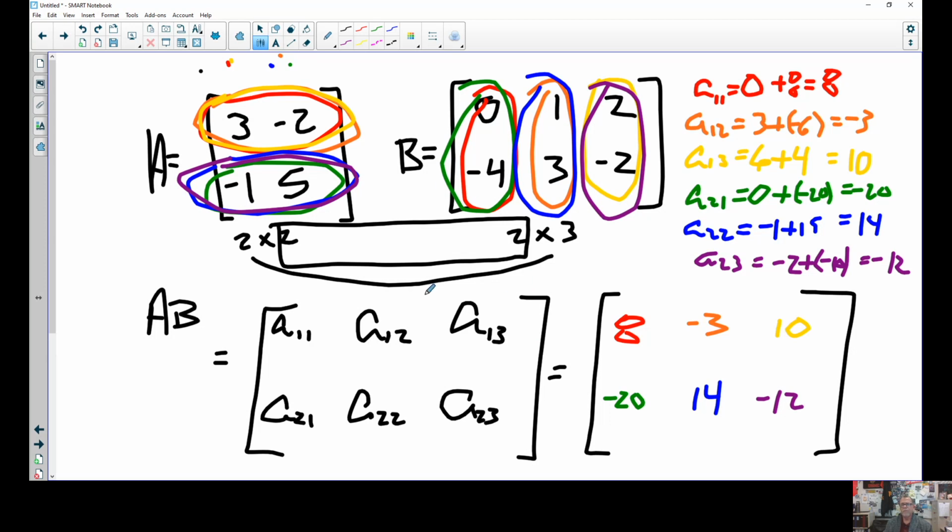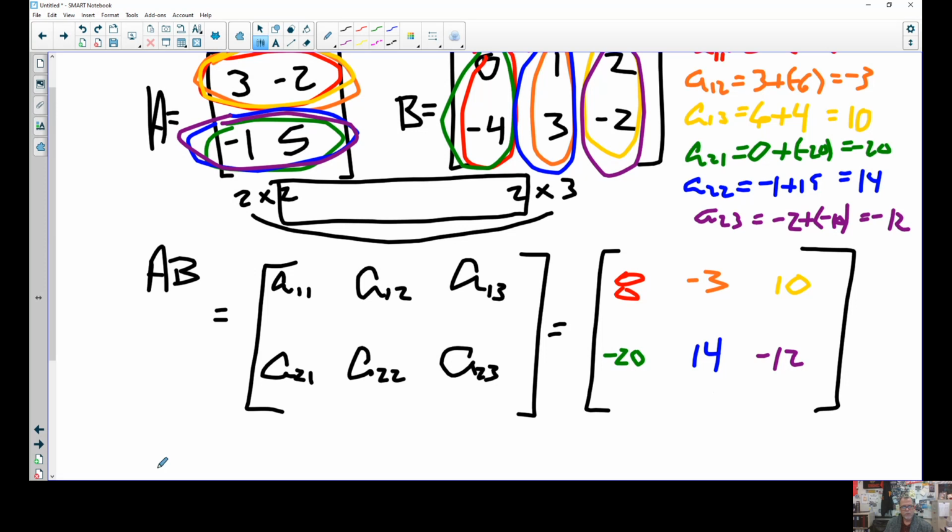So we have AB. What I want to ask you is, is it possible to do B times A? Well, B times A would be a 2 by 3 times a 2 by 2. And so when we do this, there's a mismatch, and you'd have to say dimension mismatch or no solution. So A times B is different than B times A. Sometimes one exists and one doesn't. Sometimes they're just different sets of numbers or they're different sizes. So you have to be careful.